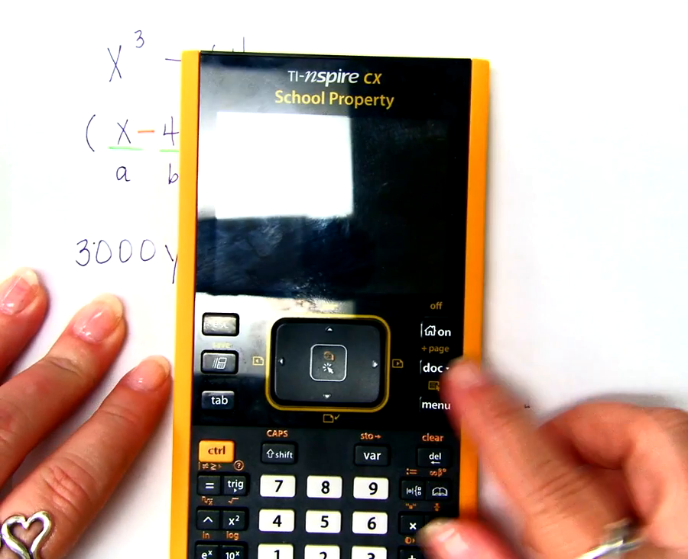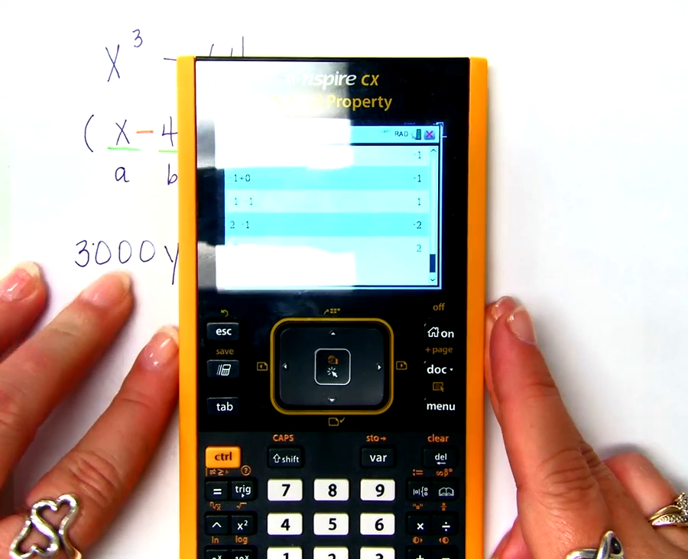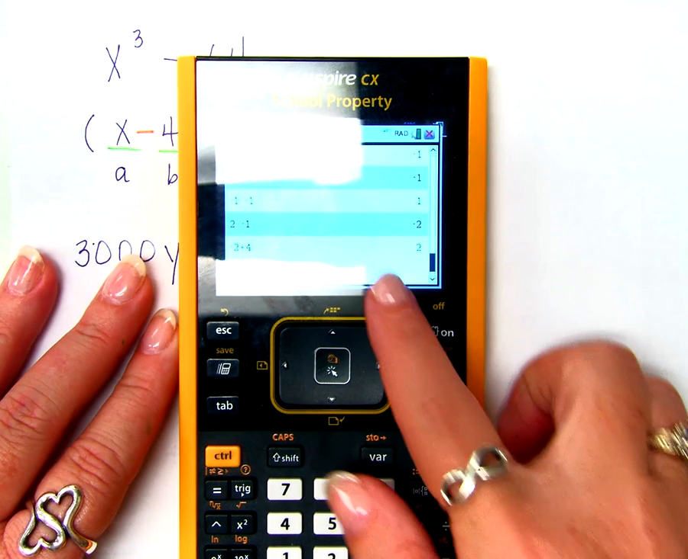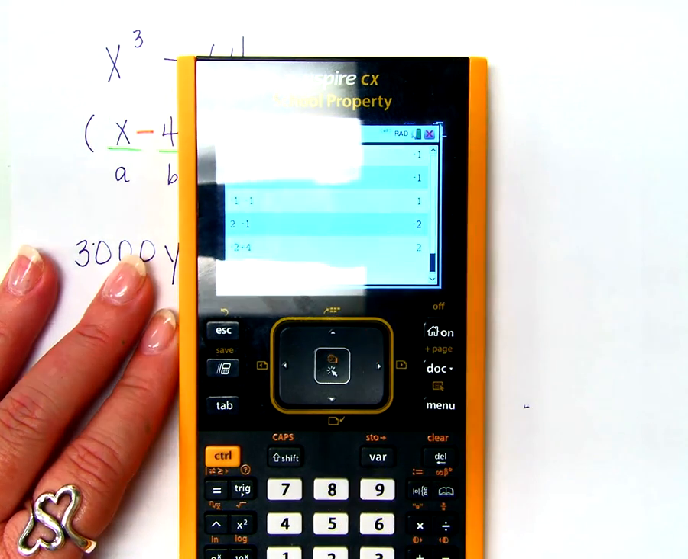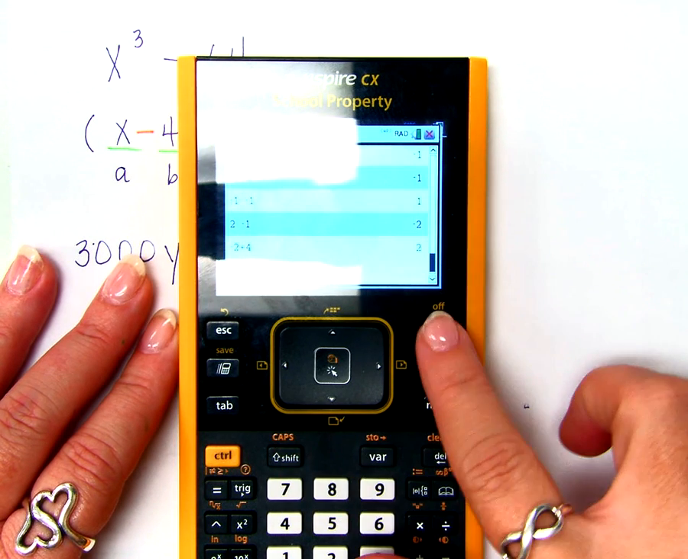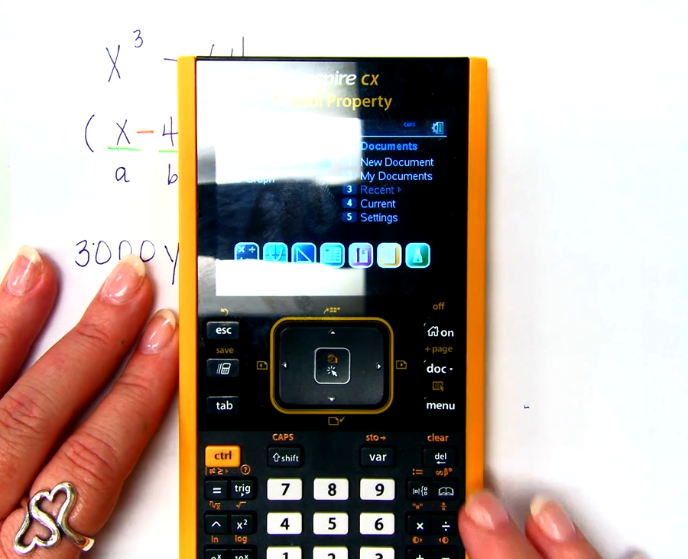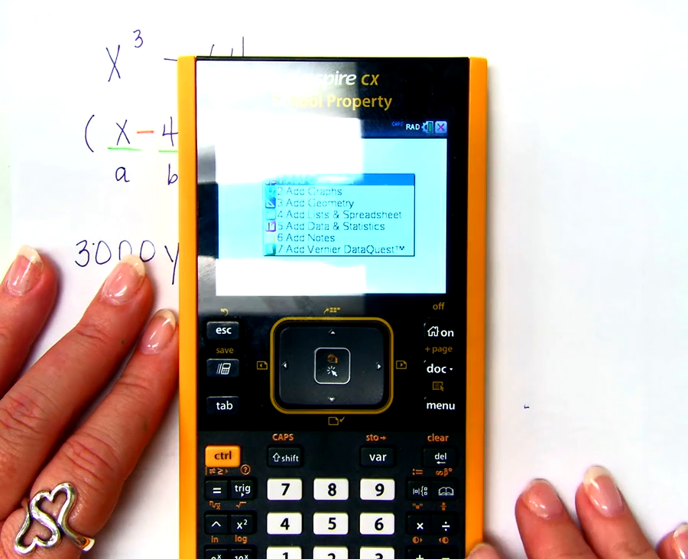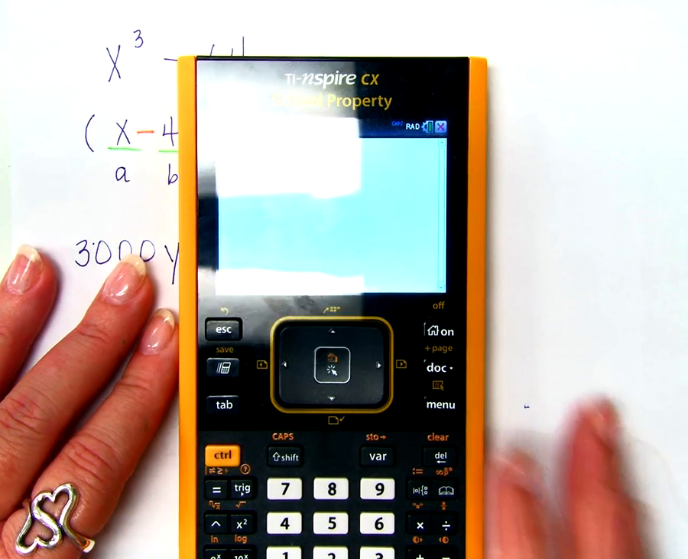Let me show you real quick how to find a cube root in your calculator. Did you leave this on here? So somebody's still not clearing your calculator? Oh, great. Home. New document. Wow, that was so hard.